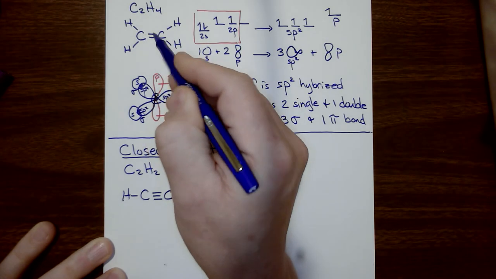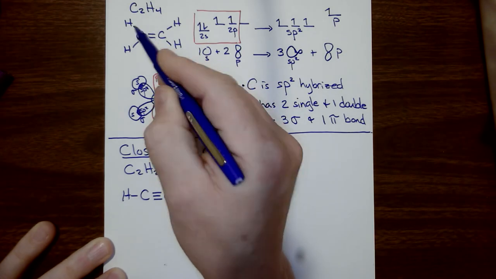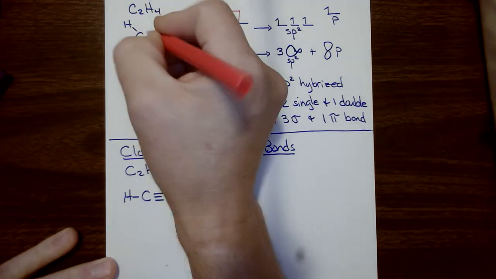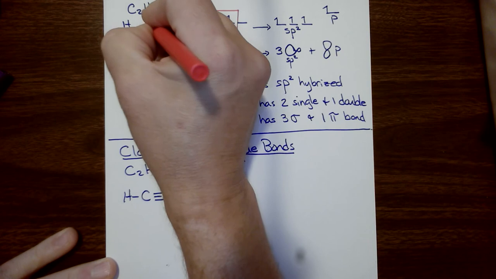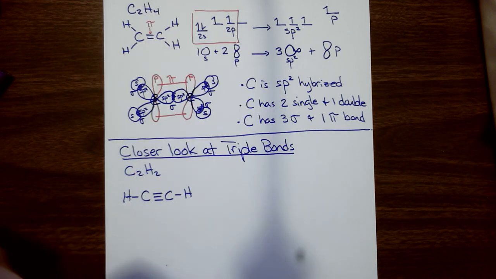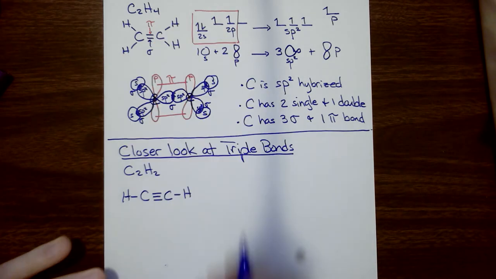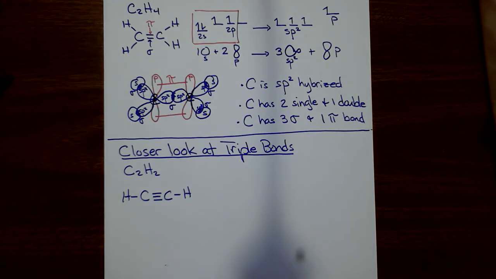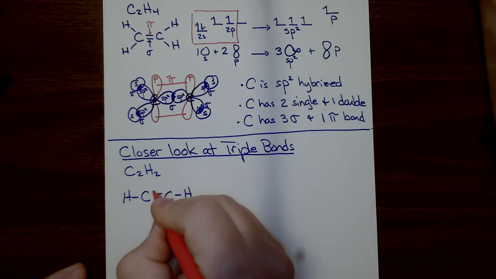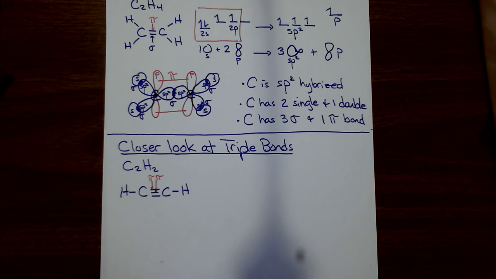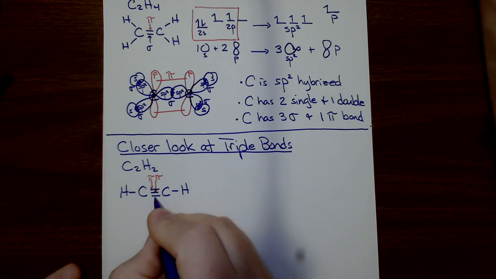1, 2, 3, 4. Sigma, sigma, sigma, and pi. So I forgot to put that up here. You can think of this as the pi bond of that double bond, and then the other one is the sigma bond of that double bond. So the double is made up of a sigma and pi. Now in this case, we're going to have a pi bond here and a pi bond there, and then the sigma bond here.